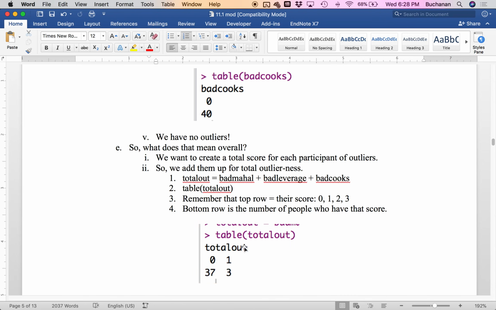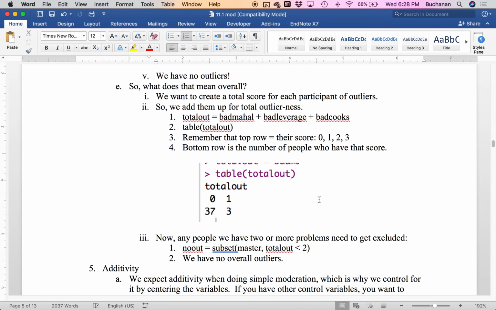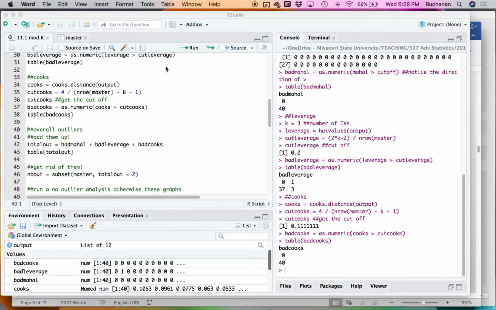And that top row, when we print out a table in R, is going to be the number in the data set. So it's going to be 0, 1, 2, or 3. If you get 4, 5, 6, 7, 8, or negative numbers, you've done something wrong. And the bottom row is the number of people who have that score. So when I do this here in a second in R, I'll see that I have 3 people who have 1 outlier mark.